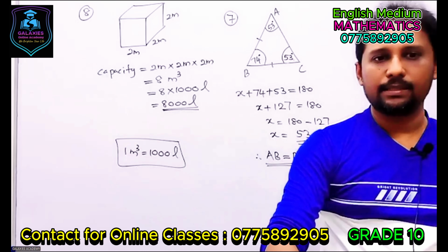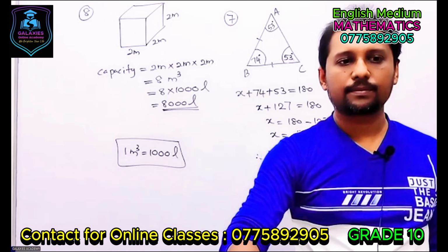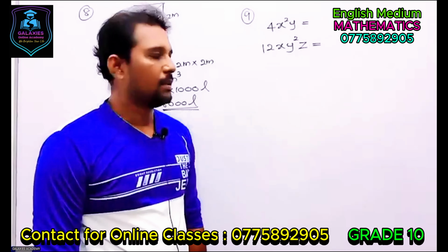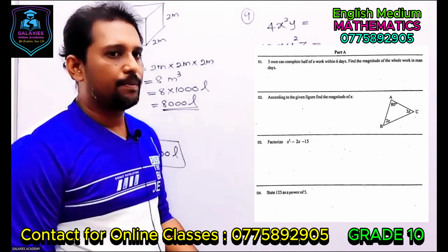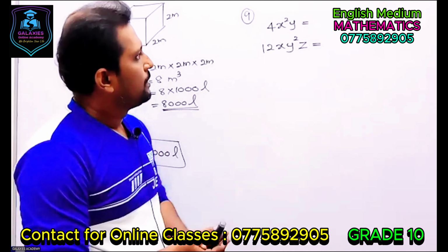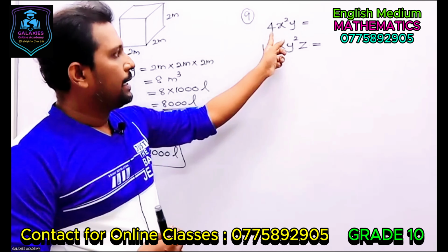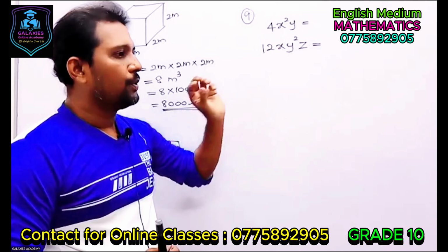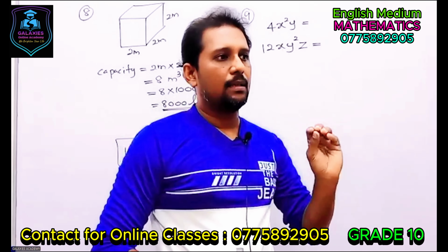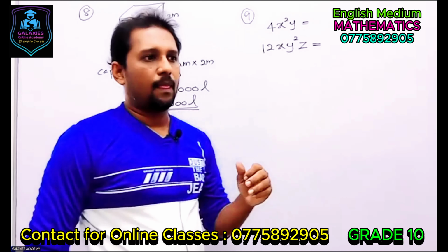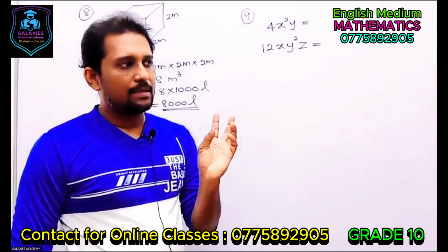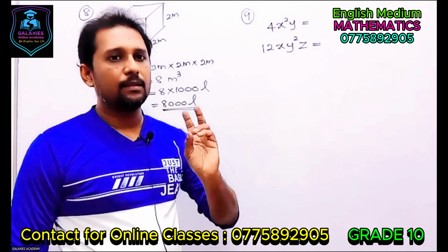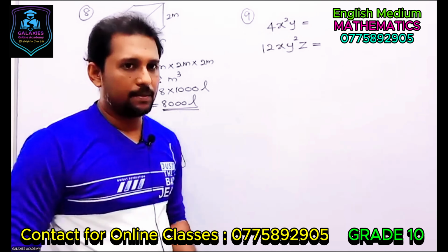Question number 8. Right. How can you find the LCM of algebraic terms? First, you write down 4. 4 you can write in index form, with bases containing prime numbers. Right?